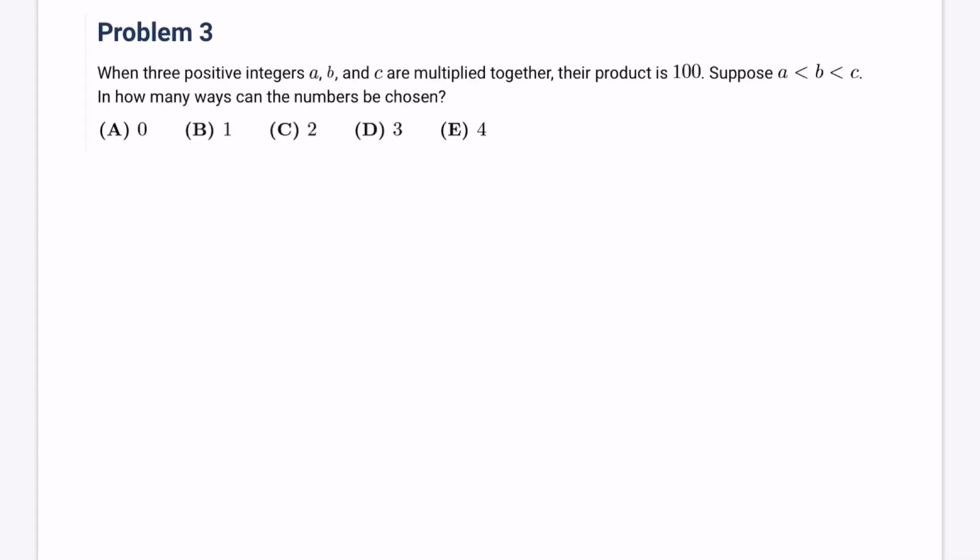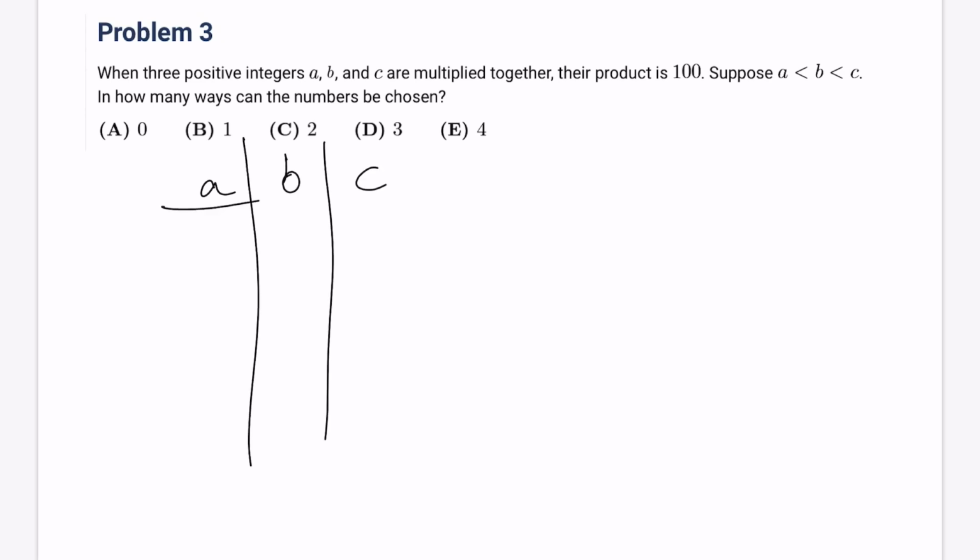Problem 3. When 3 positive integers a, b, and c are multiplied together, their product is 100. Suppose a is less than b is less than c. In how many ways can the numbers be chosen? As we can see, the answer choices are relatively small, so we can just count out the different possibilities for a, b, and c. First, we start with a equals 1.